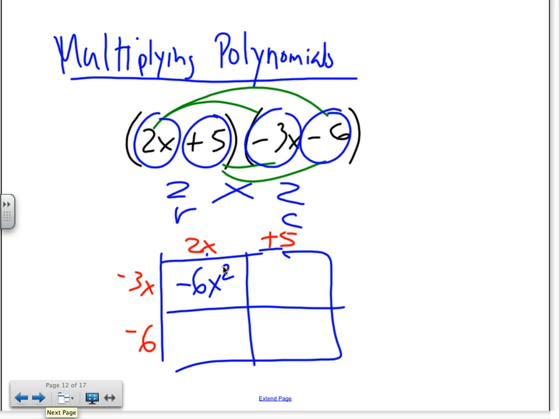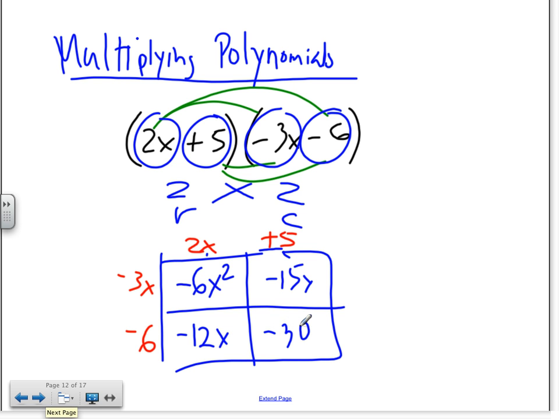Next one. To get this box, you look at the top, look at the side. So 5 times -3x? -15x. Over here, to get this box, you look on top, look inside, which becomes -12x. And over here, 5 times -6, -30.